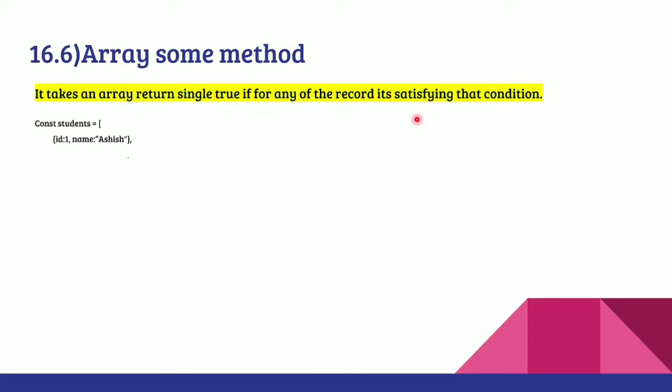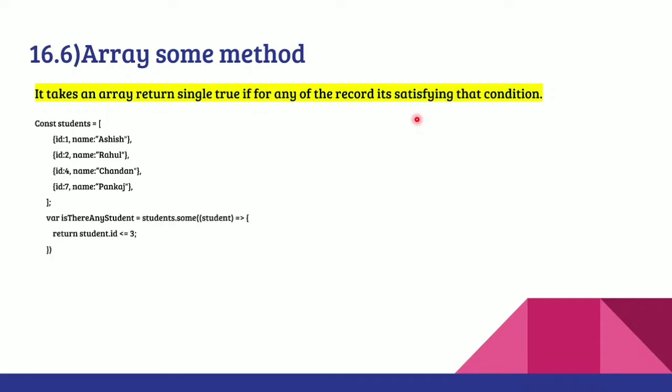So we have been given an array with some records. Now I want to see, is there any student whose ID is greater than 3 or not? So for that I will use the array sum method. It will return a single truth statement by analyzing the whole record. If for any of the records that condition is satisfied, it will return true. If not, it will return false.